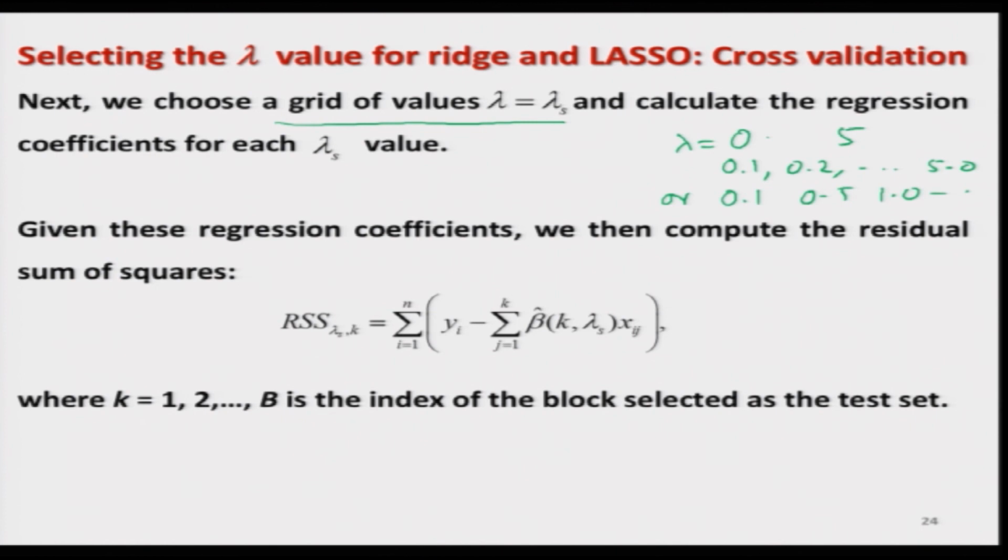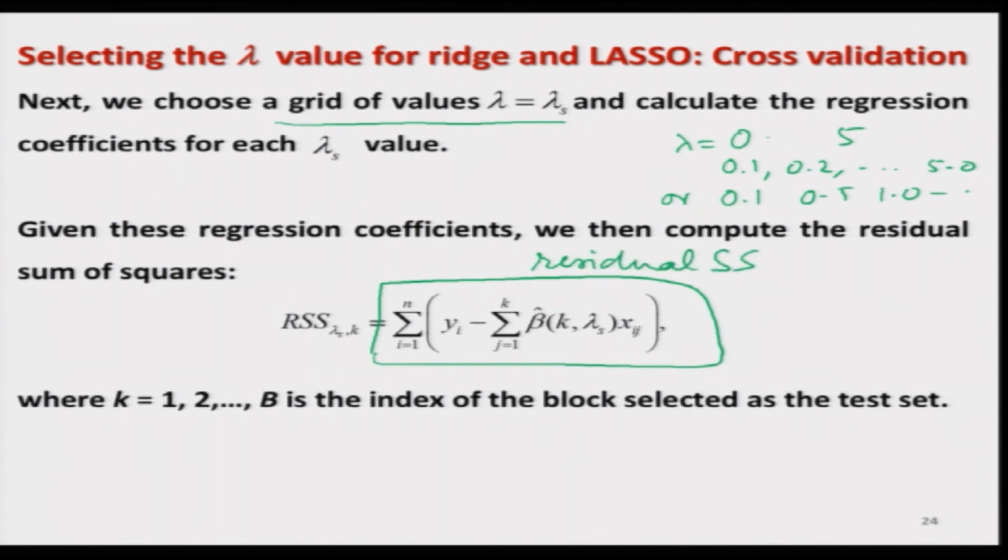minimize the sum of squares due to regression, which is defined here like this. This is actually your residual sum of squares, which I try to minimize. Whatever is the solution after this minimization will be the lasso estimator of beta.